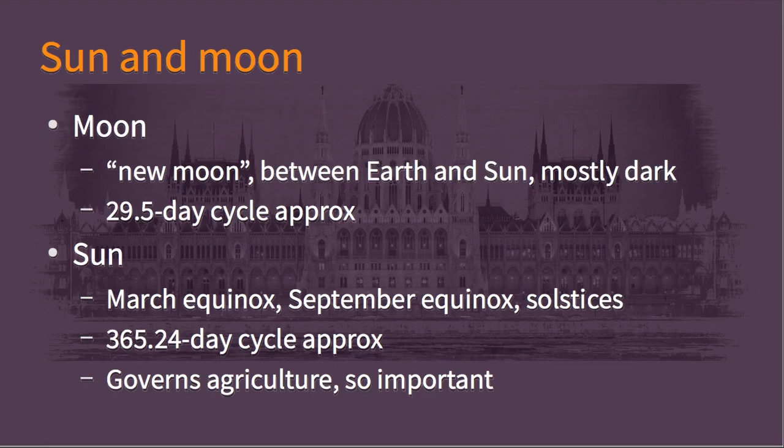And then the complement to those are the solstices. That's when the sun is highest in the sky or lowest in the sky, and that's 3 months offset roughly from the March and September equinoxes. And the movement of the Earth around the sun and the sun's effect on the Earth's climate has a huge impact on agriculture, so it has been important in human culture for thousands of years.